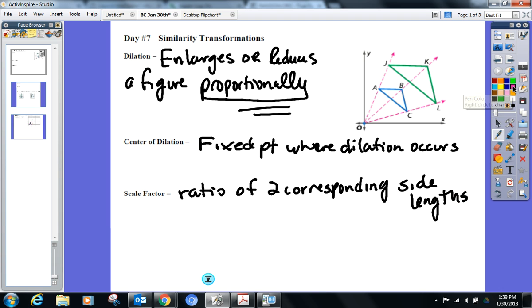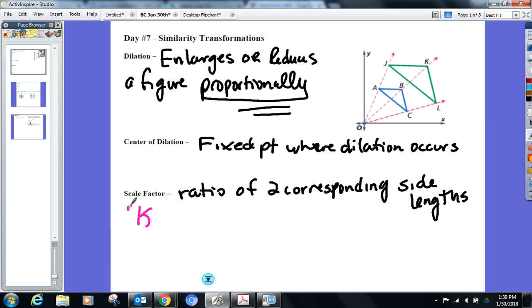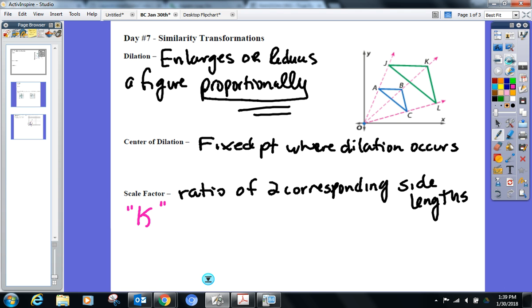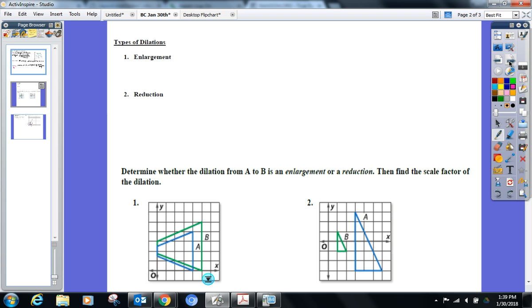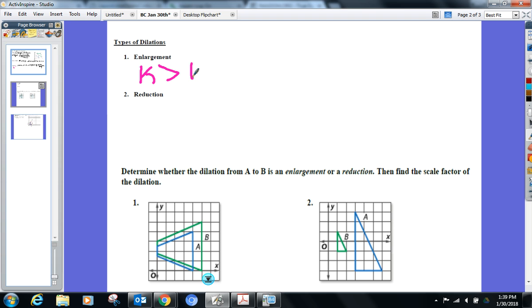And if you want to look this up, you can. I have no idea the mathematical background behind it, but scale factor they call K. They denote with the letter K. I don't know why. I'm sure there is a mathematical reason behind it. I just have yet to find it. All right. It could be an enlargement or a reduction. Well, if it's an enlargement, everyone ready? If it's an enlargement, that K value is greater than 1. Your scale factor is bigger than 1 if I'm enlarging a figure. 2, 3, 3.5. Always bigger than 1.